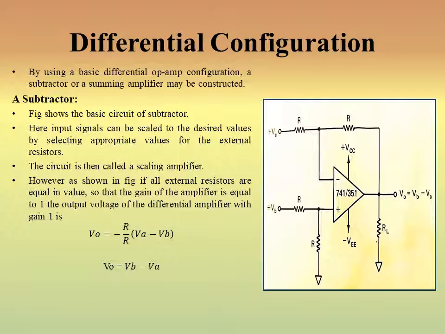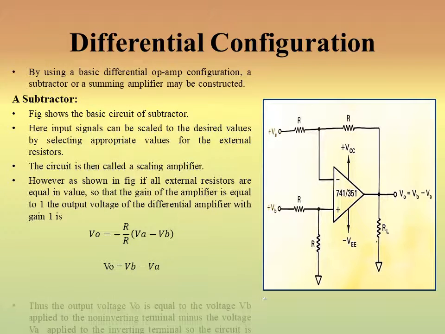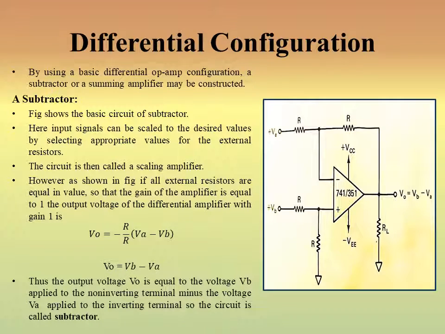So what this circuit is doing is simply subtracting the two input voltages and giving us the output voltage. Thus this circuit behaves as a subtractor. So the output voltage is equal to the voltage VB applied to the non-inverting terminal minus the voltage VA applied to the inverting terminal. So the circuit is called a subtractor.